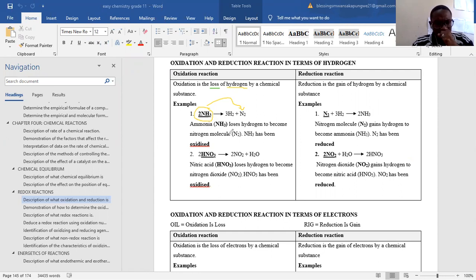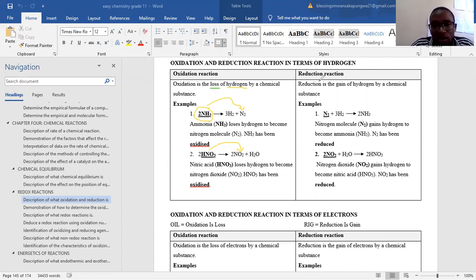So ammonia becomes nitrogen. Ammonia loses hydrogen to become a nitrogen molecule. Nitrogen has been oxidized because it has lost hydrogen. In the second example, we have the decomposition of nitric acid. Nitric acid decomposes to produce nitrogen dioxide and water. When we check here again, we'll notice that this compound no longer has the hydrogen. So that is a loss. A loss of hydrogen is what we call oxidation.